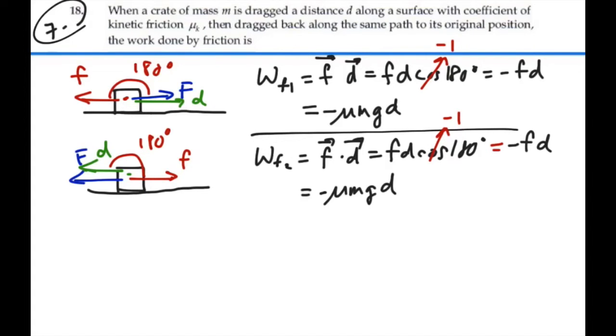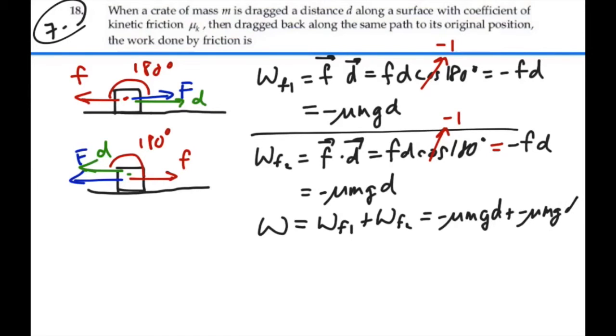So our total work done is going to be the sum of these two, W_F1 plus W_F2, which is going to be a negative mu mg d plus a negative mu mg d, which would be a -2 mu mg d. So it's not 0, because the work by friction is always going to be negative in this case.